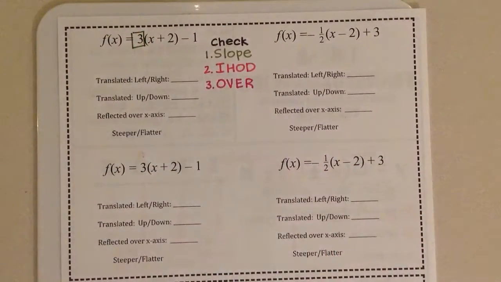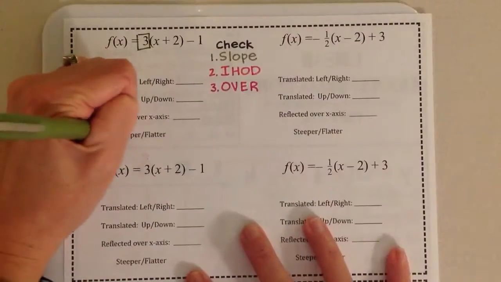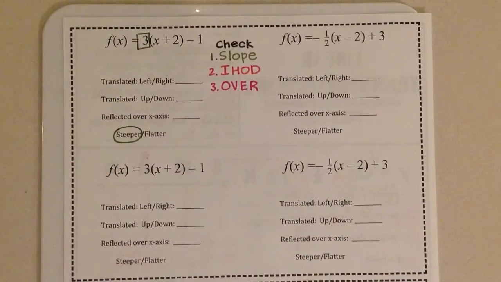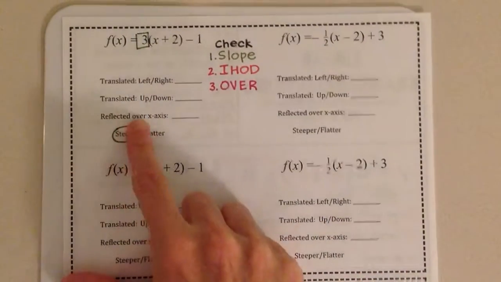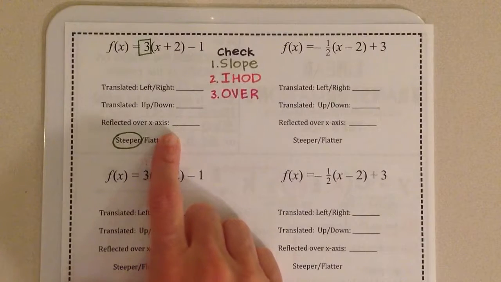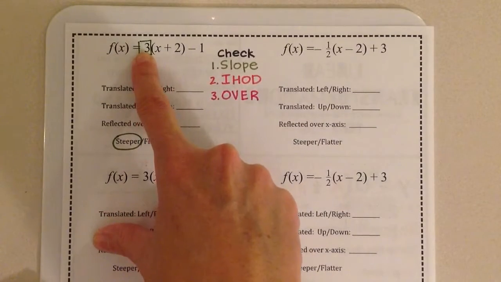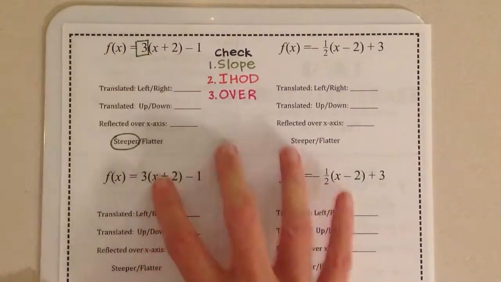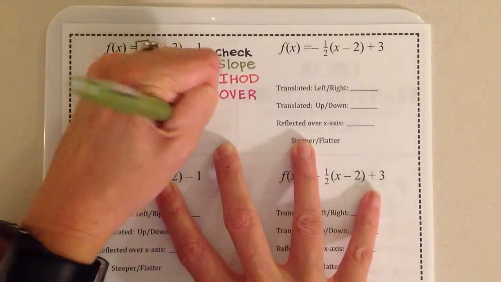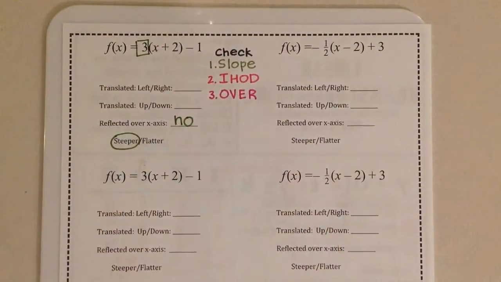Okay, if it's getting bigger than 1, it's going to cause it to get steeper. Now, to know if it reflects over the x-axis, that has to do with the sign. If you have a sign change, well, it's staying positive. It's starting at a positive 1 and it's changing to a positive 3. So there is no sign change, no reflection.